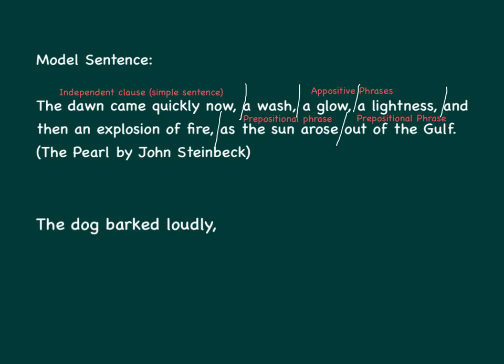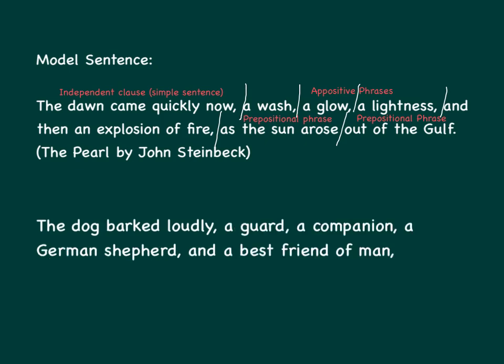I'm going to start my imitation with the dog barked loudly. You can see that I have a subject and a verb. The verb also includes an adverb. I did not include now, which would be another adverb, but you could include an additional adverb there if you like. The dog barked loudly. Oops. Now I need my 4 appositive phrases.